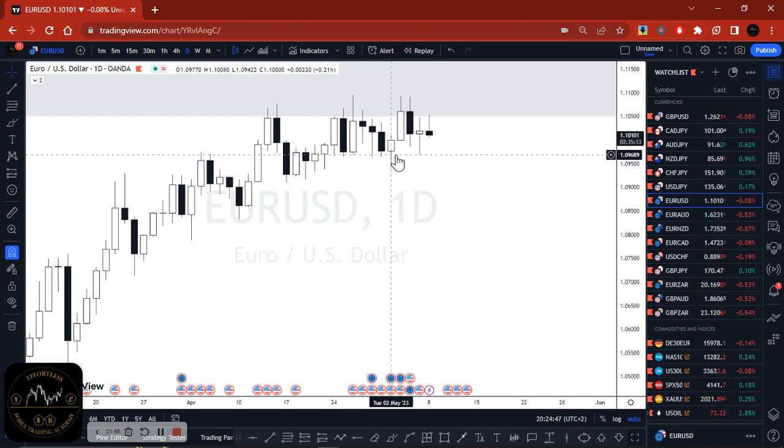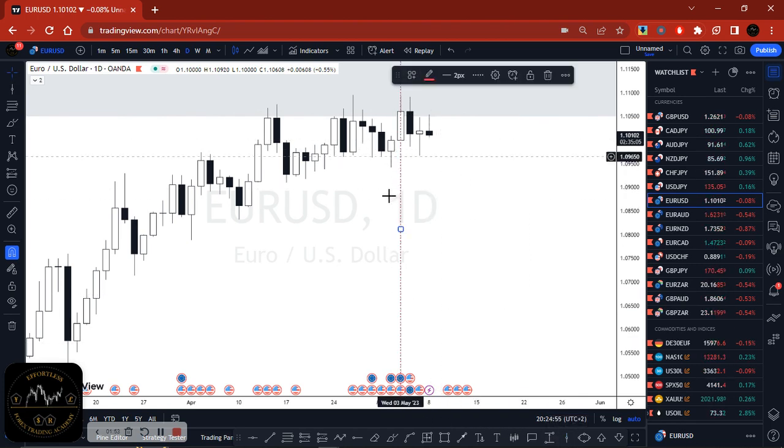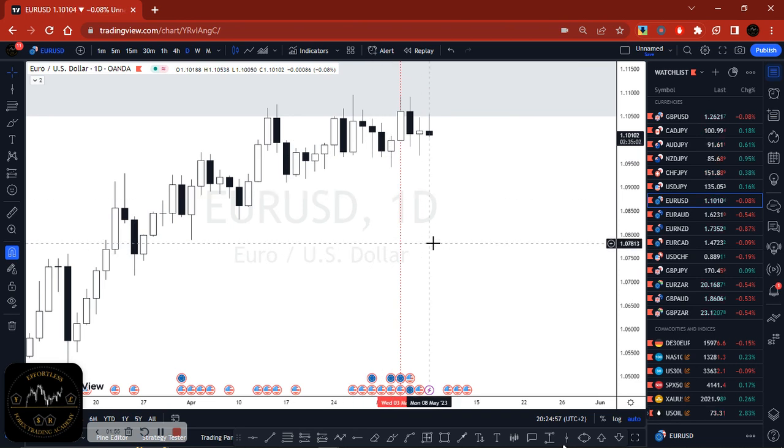So when it comes to EURUSD, price got to my supply level here. And as you can see, I'll just highlight this day. Another thing to take note of, guys: based on how I trade, I do not trade Mondays. I let the market play out on Monday, and then I start looking for my opportunities from Tuesday moving forward. That is just how I roll. So as you can see, this was Tuesday, and this was Monday.